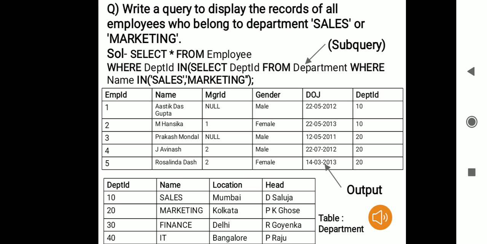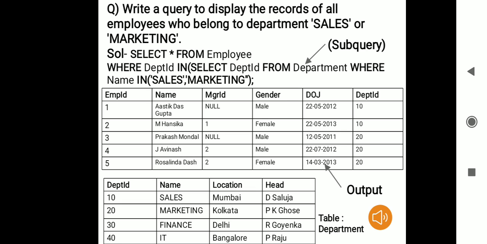Just read the question in this slide. It says, write a query to display the records of all the employees who belong to the department sales or marketing. That means you have to show the records of all the employees who belong to the department either sales or marketing. Since the records to be displayed are not specifically mentioned, you have to presume that all the column entries of the employee table are needed to be displayed, but only with department as sales or marketing.